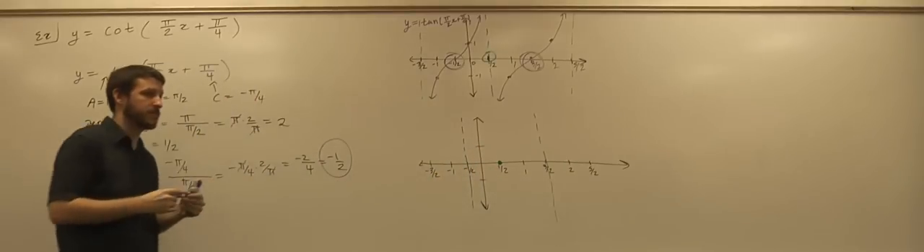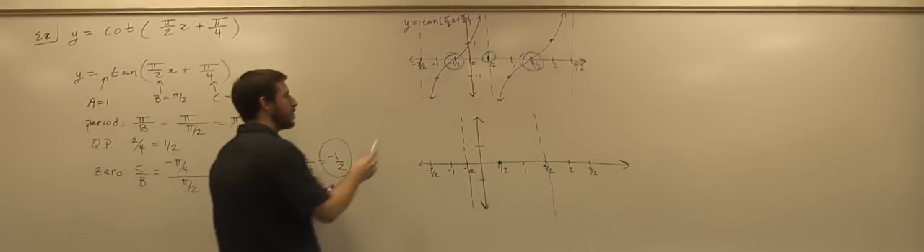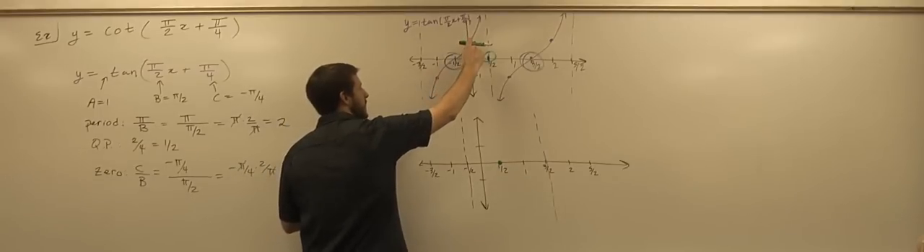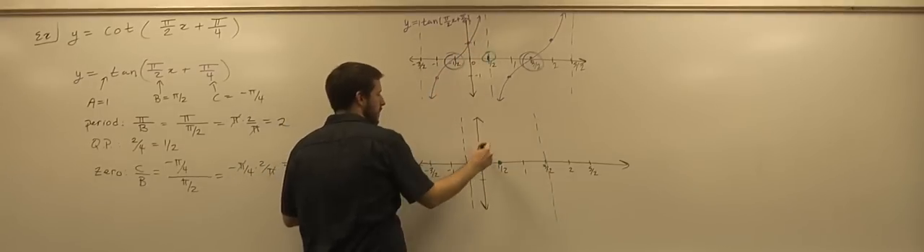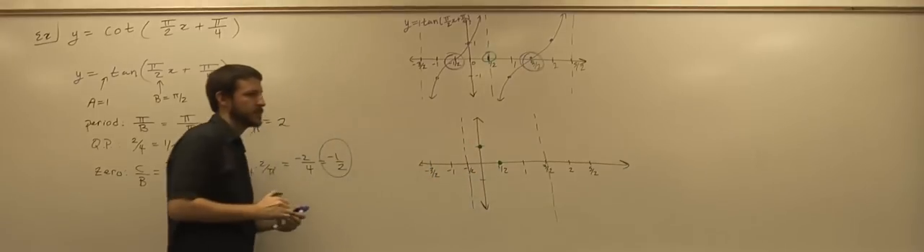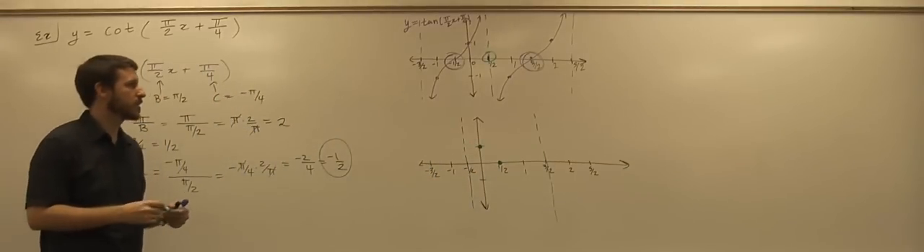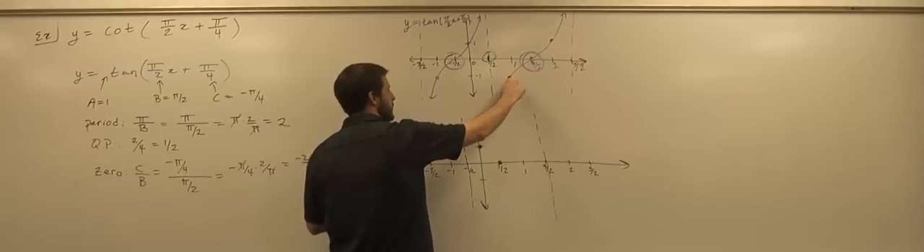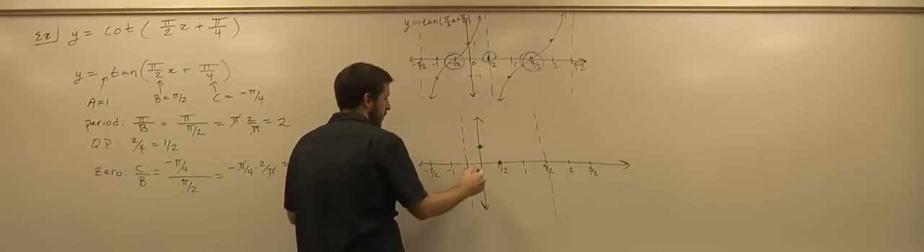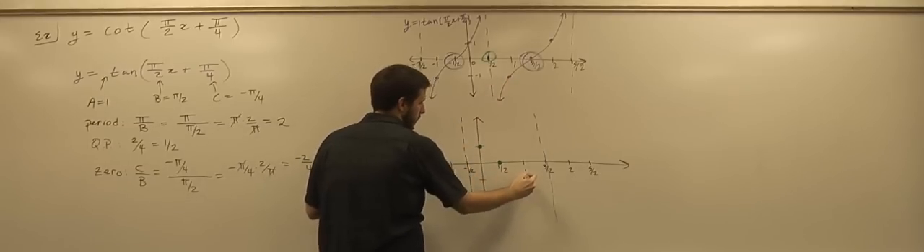And then what about this 1 and this negative 1. These points stay the same. So if you have 1 on the tangent graph when x equals 0, you're going to have 1 on the cotangent graph when x equals 0. And if you have negative 1 on the tangent graph when x is 1, you're going to have negative 1 on the cotangent graph.